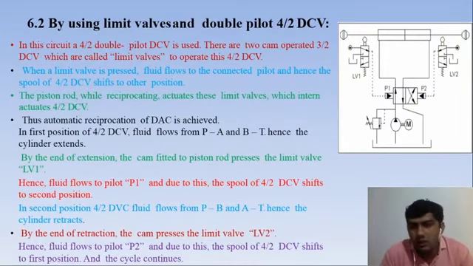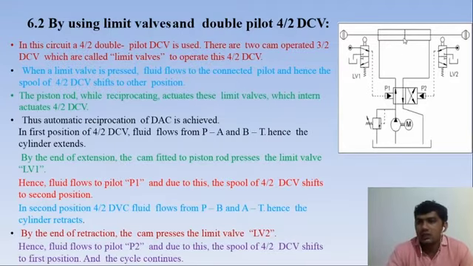Second example of automatic operation is by using a limiting valve and a double pilot 4 by 2 direction control valve. So this is the two rod double acting cylinder. This is the pilot operated valve. This is the 4 by 2 direction control valve.